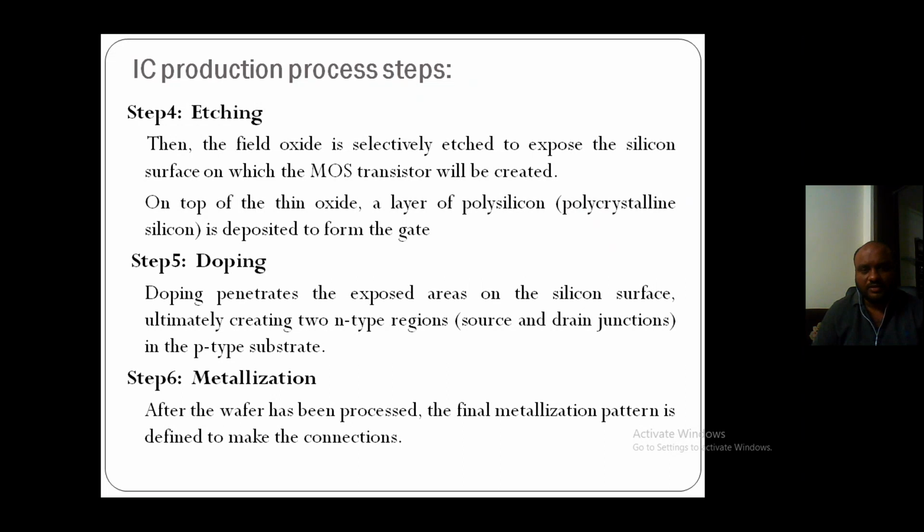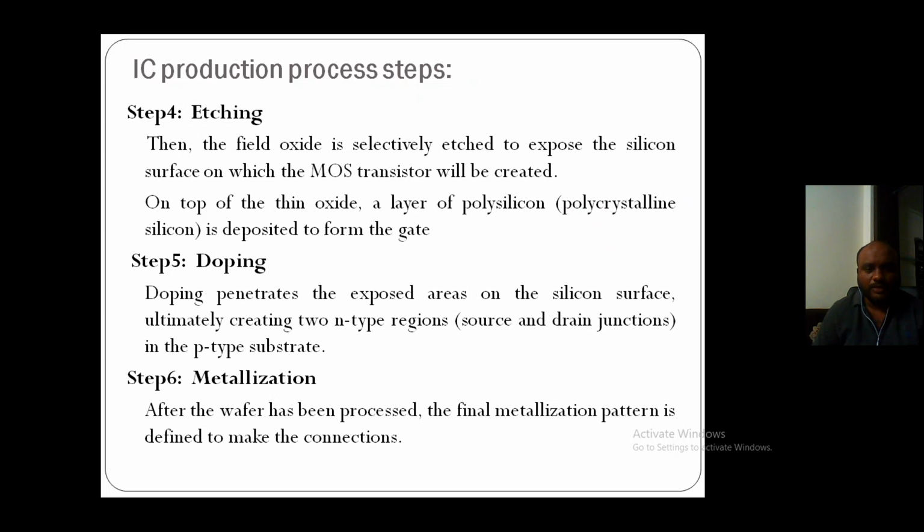And these steps that we have discussed, oxidation, masking and photolithography, and etching, are the three important steps which are going to be repeatedly used in the fabrication process of any transistor.